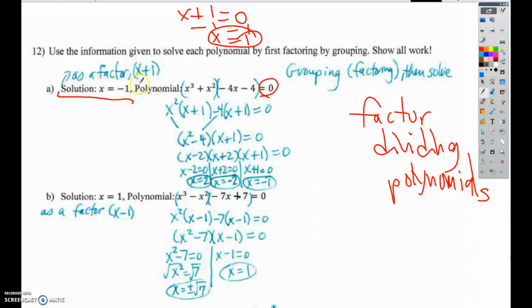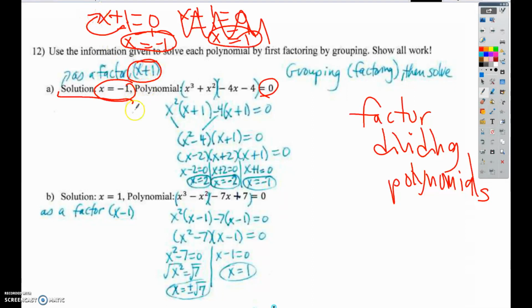Sorry, let me try it again. x plus 1 equals 0. I subtract 1 from both sides, so x equals negative 1. If I'm given this as a solution, then if I go back to the factor, it's going to be x plus 1. I can use that to make sure that I am doing my grouping, my factoring correctly.